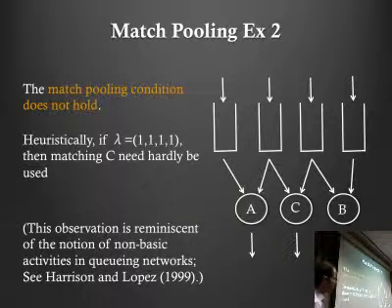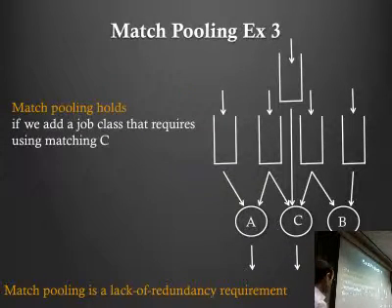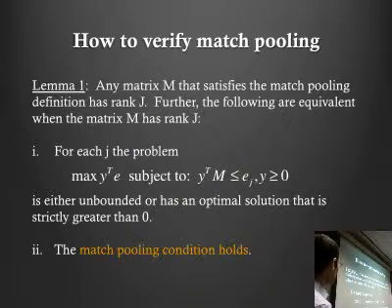Everything that is going on with this matching is second order. It's the square root things. And you have to be very careful in how you manage that. So really it's a lack of redundancy requirement, as I said.